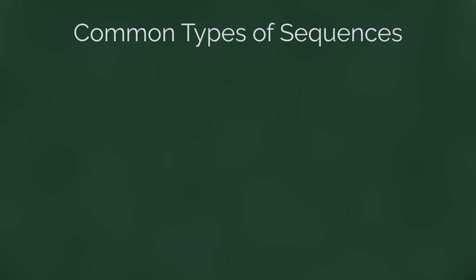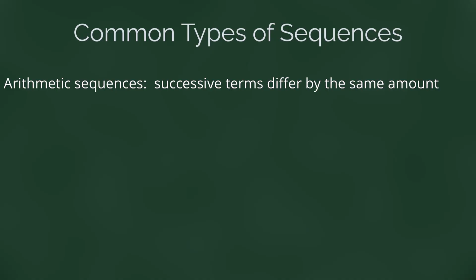To wrap up our overview, we're going to look at some common types of sequences. These are types that we're going to see as we continue through working with sequences and their limits and move on to series. So the first is going to be the arithmetic sequence. These are sequences where the successive terms differ by the same amount. So for example, we have the sequence 2, 5, 8, 11, and so on. And we can see that the difference between every term is 3.